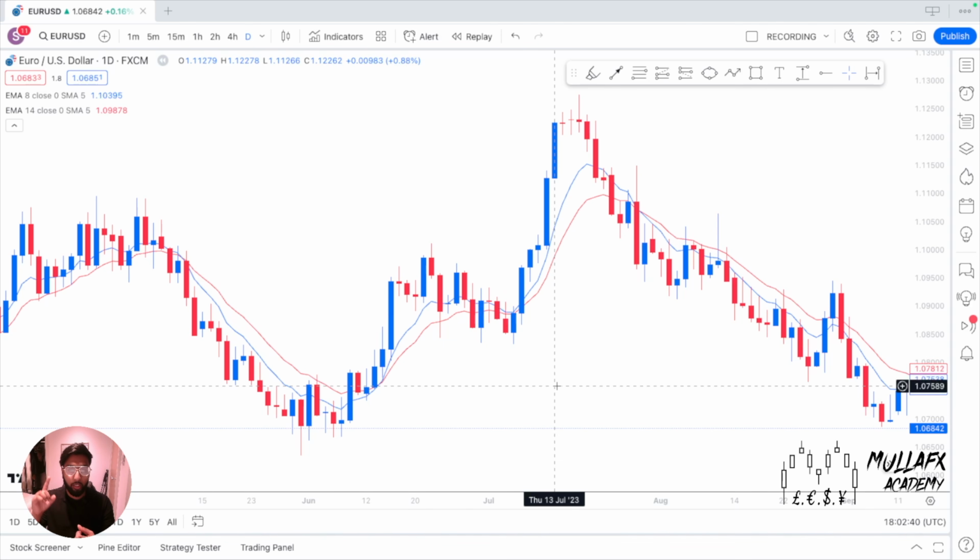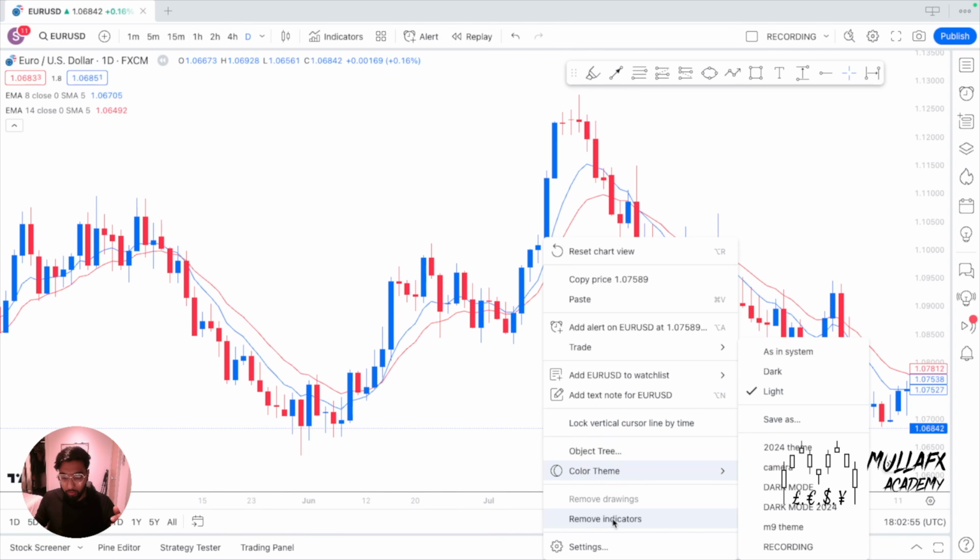Okay, so if you're struggling on entries or exits, or you're just struggling on analyzing the markets, this is a technical tool, an indicator that you can use to take your trading to the next level, basically. Okay, so let me just remove the indicators for a second.